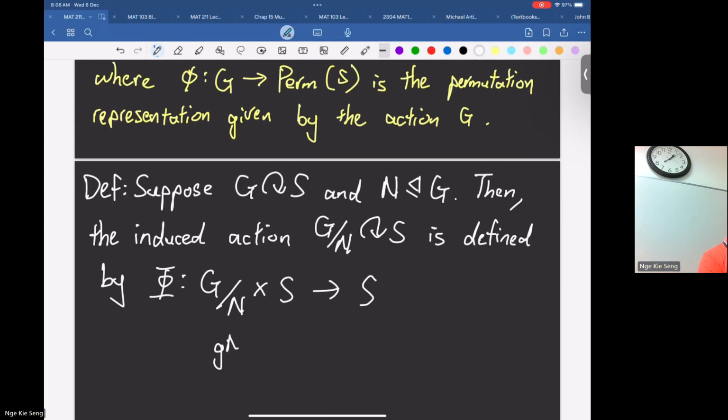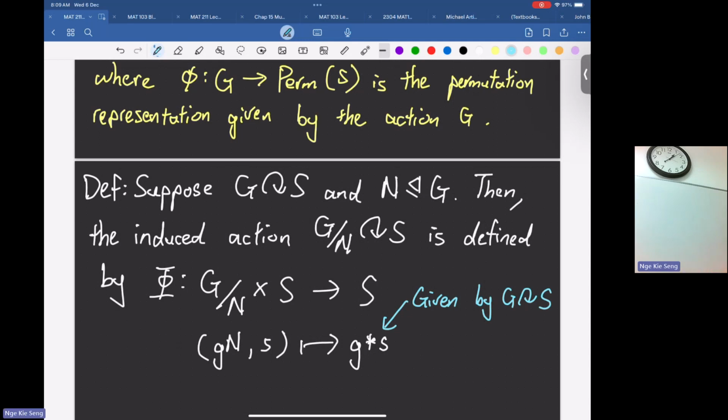So we take a coset, right? An element of the quotient group is a coset, okay? And then I take an element in X. How do I combine them? I just take a representative, and then act on X. This is given by how G acts on X. Meaning you pick a representative and then act with it.